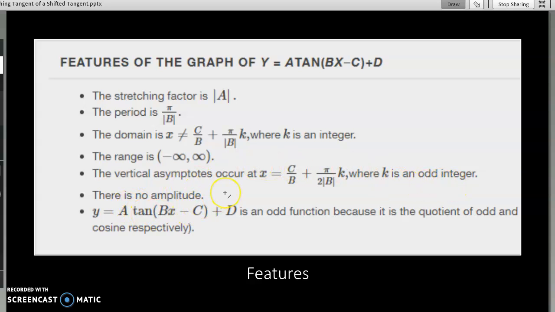There is no amplitude. And y equals a tangent bx minus c plus d is an odd function because it's the quotient of an odd and even function, sine and cosine respectively.